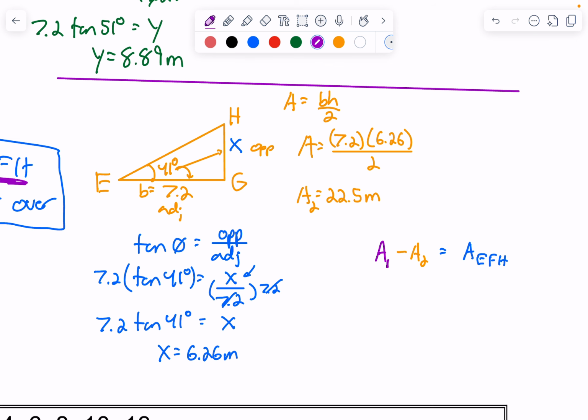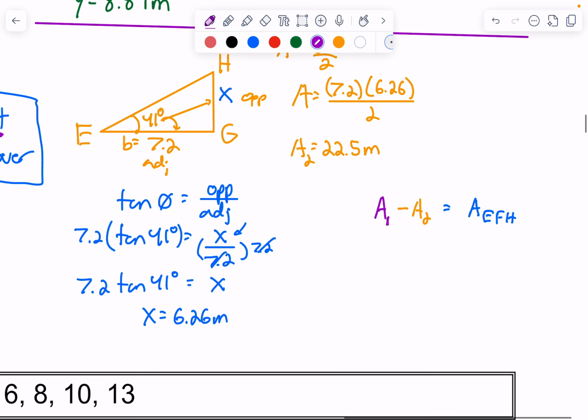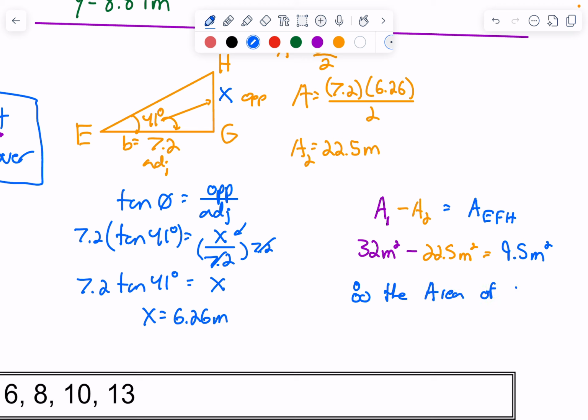So we have the first area being 32 meters squared, subtracting our other one, which was 22.5 meters squared. 32 minus 22.5 gives us an area of 9.5 meters squared. So therefore, the area of triangle EFH is 9.5 meters squared.